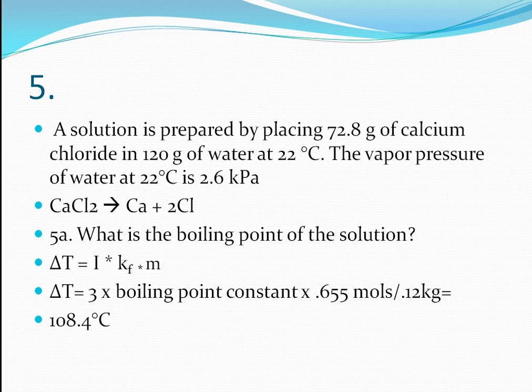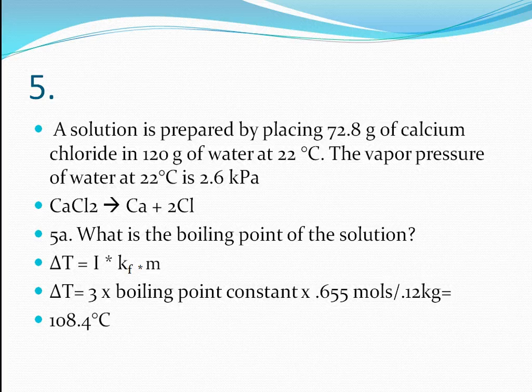Question number 5. A solution is prepared by placing 72.8 grams of calcium chloride into 120 grams of water at 22 degrees Celsius. The vapor pressure of the water at 22 degrees Celsius is 2.6 kPa. That's a lot of information, but don't be afraid because we can tackle this problem. CaCl2 breaks down into Ca plus 2 Cl, 3 particles. 5a is asking what is the boiling point of the solution.